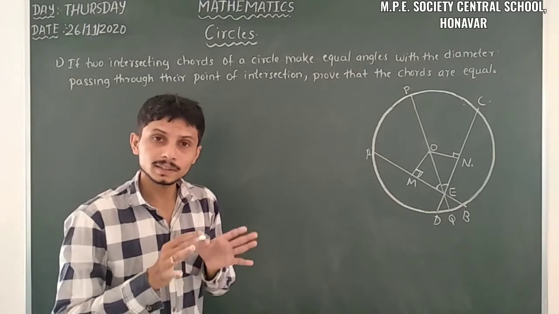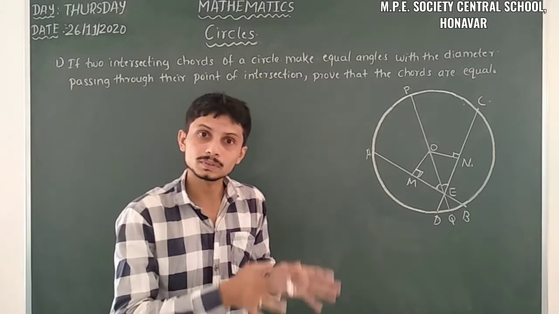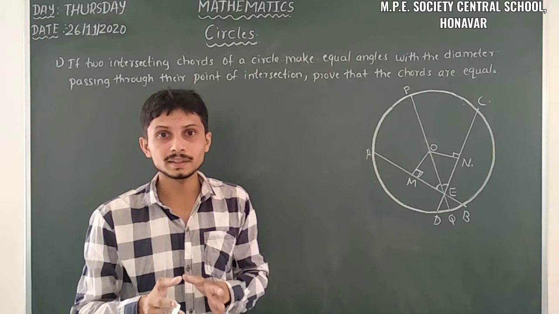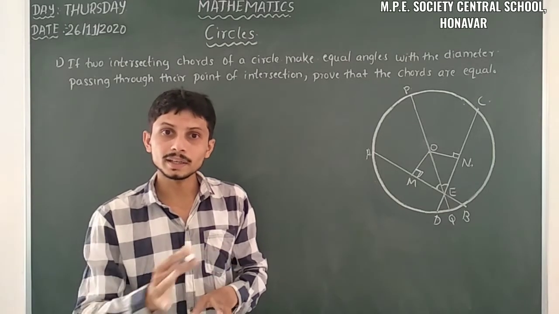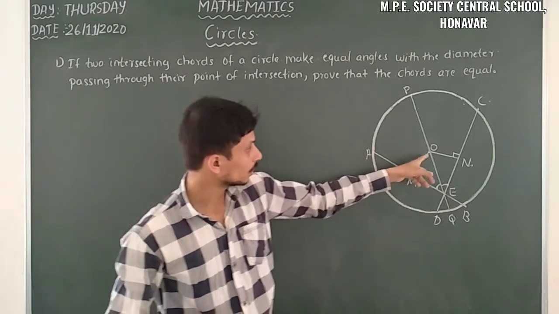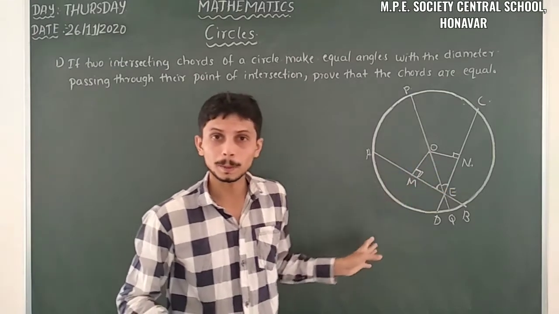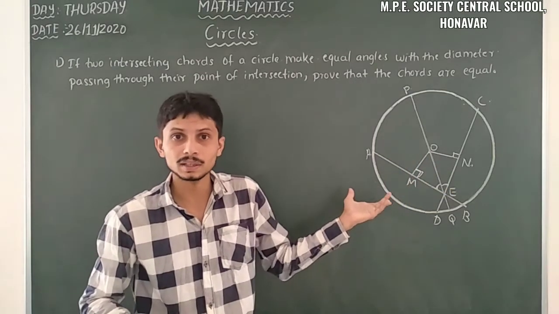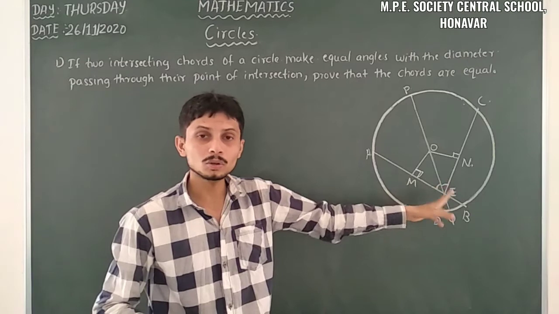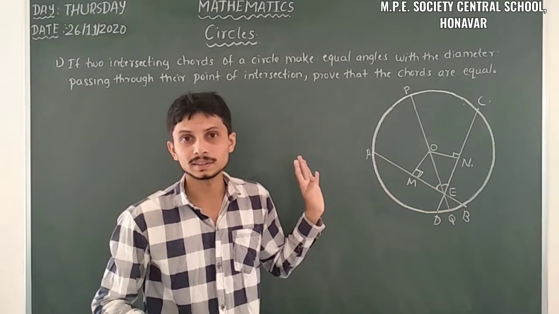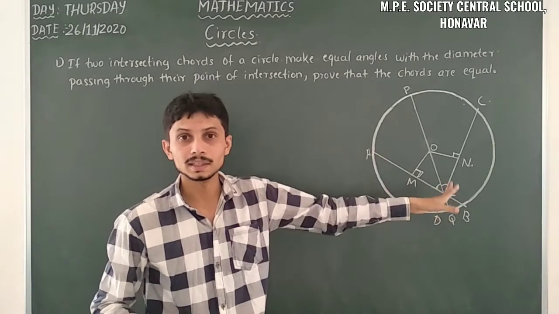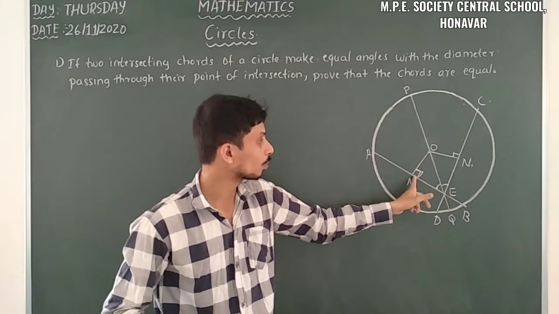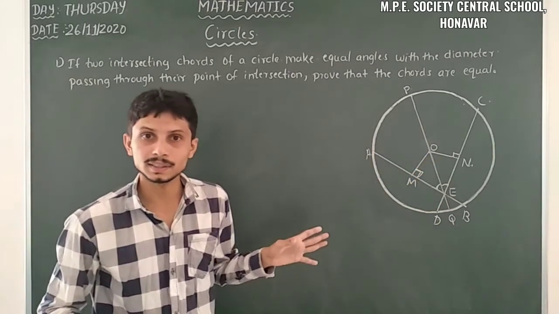We already learned theorem 10.7: chords equidistant from the center are equal. So for that we have to draw these two perpendiculars. Initially there is no perpendicular; after that we have to take that perpendicular distance here. So we have to take them as equidistant. That means we have to prove OM is equal to ON.